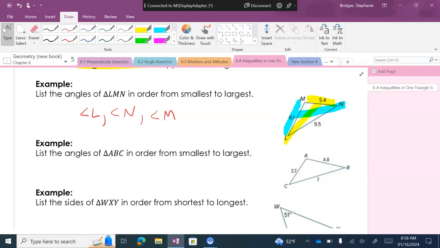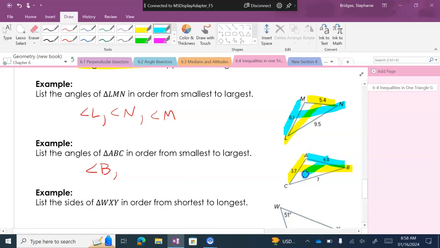What is my smallest side length there? 3.7. So again, I'm looking at the side or the angle directly across from that. What's the angle directly across from that? B. Okay, so angle B comes first. Then what's the medium length side?